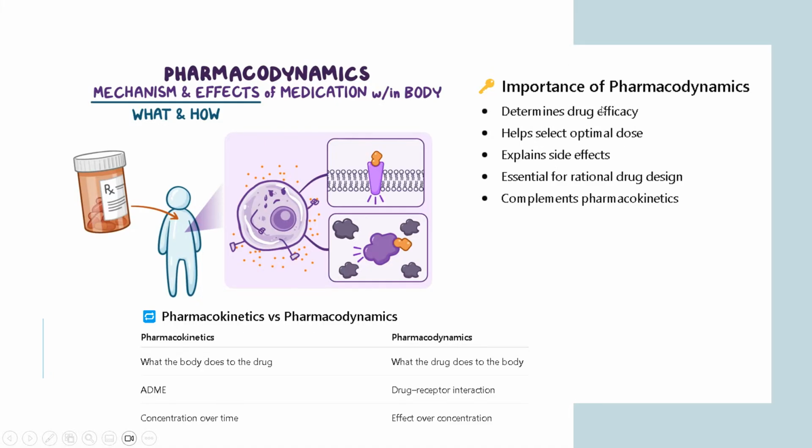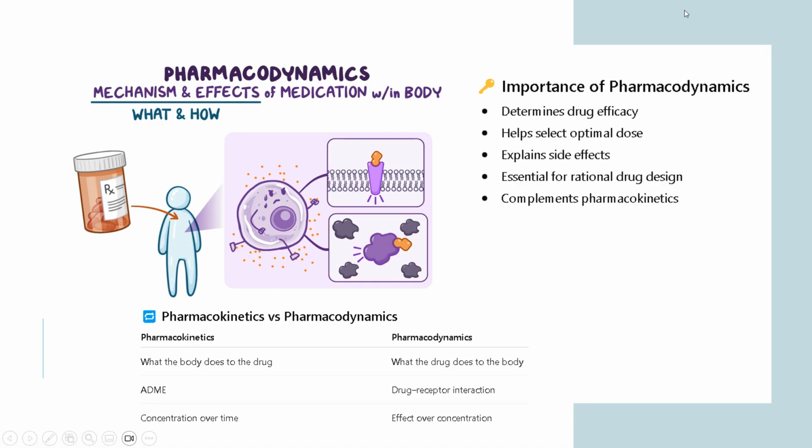The importance is that it determines the drug efficacy. Basically, if you take one of the drugs, like paracetamol, and you have fever, you take paracetamol. Then what happens? This medication goes into your body. It gets absorbed, excreted, whatever it is, and that is pharmacokinetics. Then how your organs, how your body is responding, that is pharmacodynamics.